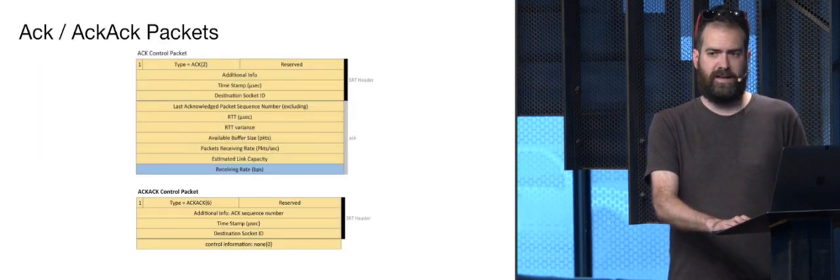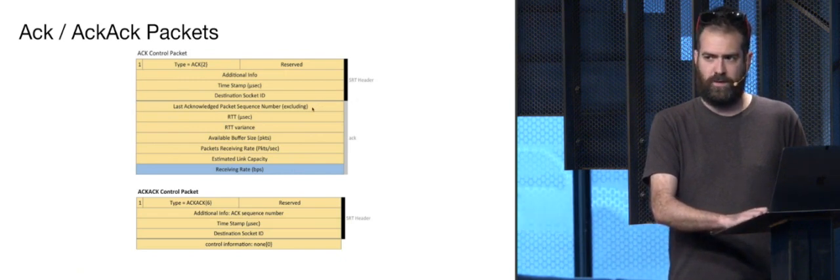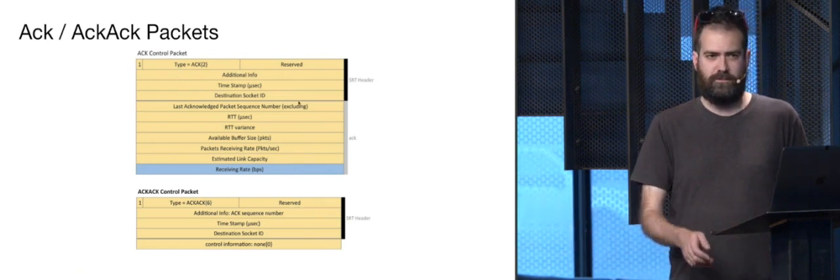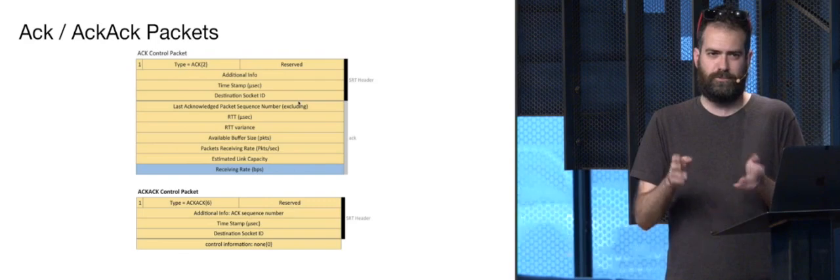So the acknowledgement and acknowledgement of acknowledgement packets are shown here. In the acknowledgement packet, the most important thing is the packet sequence number of the last packet received. And then there is the round trip time and the variance on the round trip time and some sort of buffering statistics: available buffer size in packets, packet receive rate, data receive rate. In a lightweight acknowledgement, you just get the sequence number. And the acknowledgement of the acknowledgement just tells you which acknowledgement it's acknowledging so you know what timestamps to subtract.